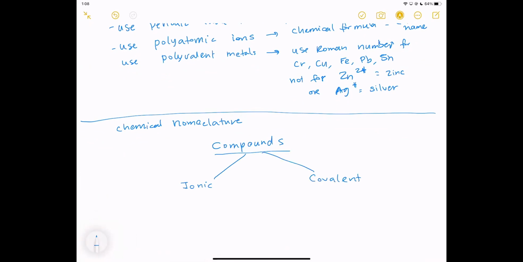So how do you recognize an ionic compound versus a covalent compound? The ionic compound is a metal plus a nonmetal.